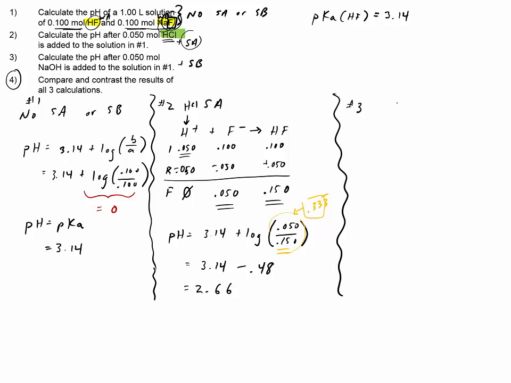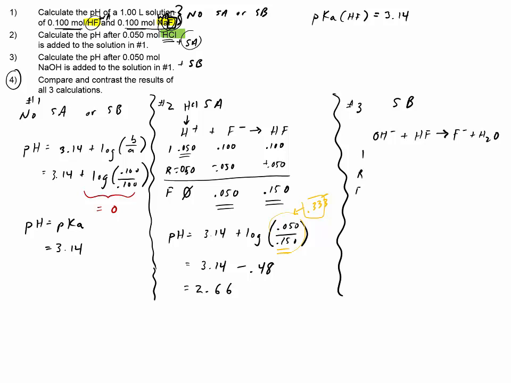Okay, so now we have our third problem to do here. We're going to add some strong base. If we add some strong base, this time, it's not going to interact with the weak base, of course. Our strong base will interact with the weak acid. So our reaction will become this: OH minus plus HF, and we're going to get F minus plus H2O.